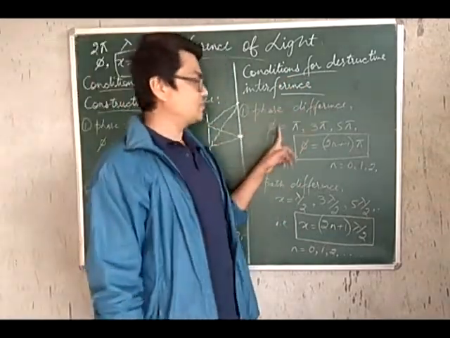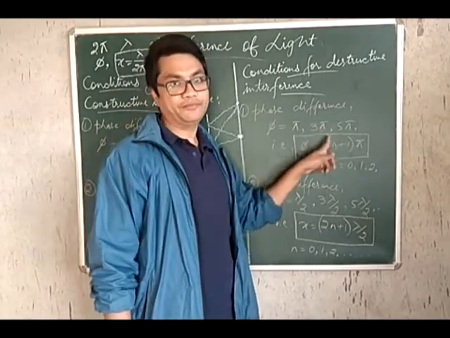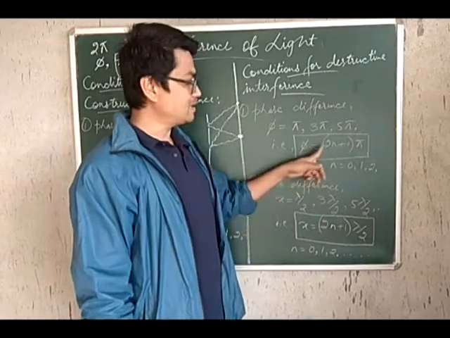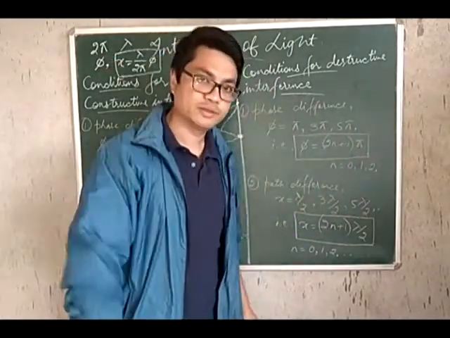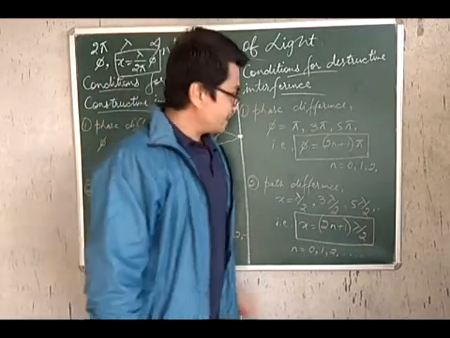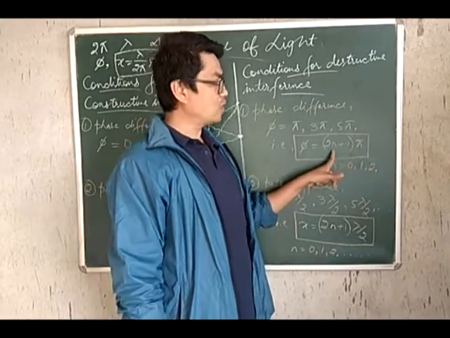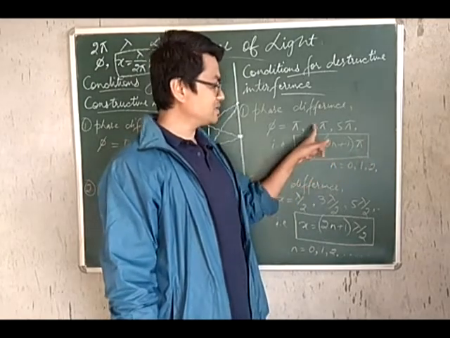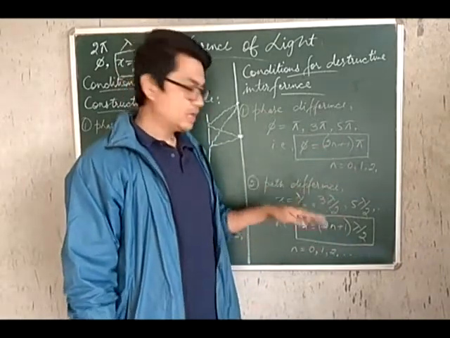The phase difference phi has to be an odd number multiple of pi. The general way of saying that is 2n plus 1 into pi, where n is 0, 1, 2, 3, 4, whatever. So if n is 0, phi becomes pi. If n is 1, then phi becomes 3 pi. If n is 2, phi becomes 5 pi, and so on.